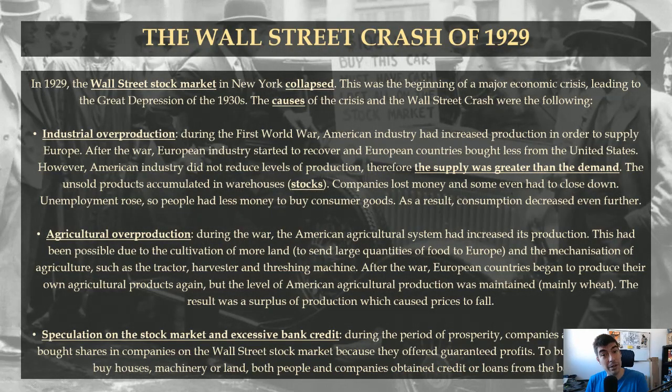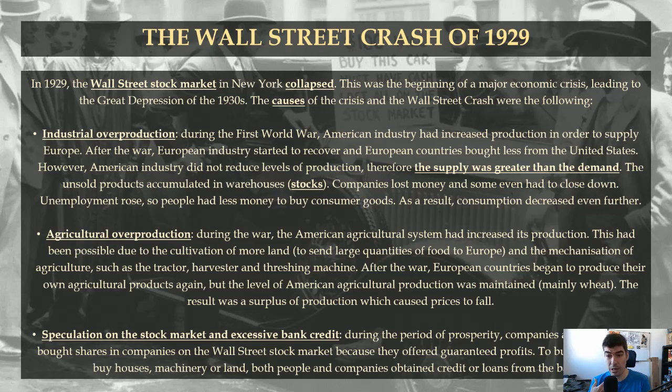But this period, the Roaring Twenties, ended with the Wall Street crash of 1929, in which the Wall Street stock market collapsed. And this was the beginning of the Great Depression of the 1930s. Which were the causes of this collapse? The following. We can group them in three main types.